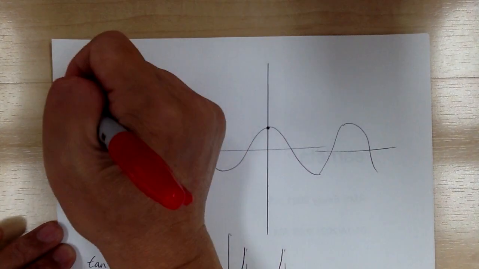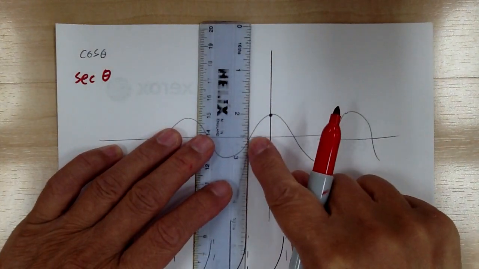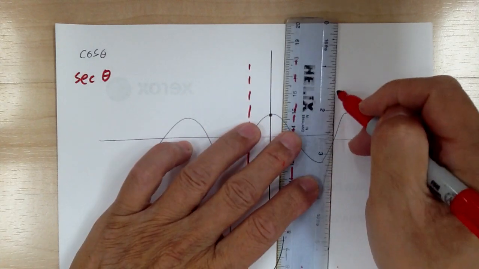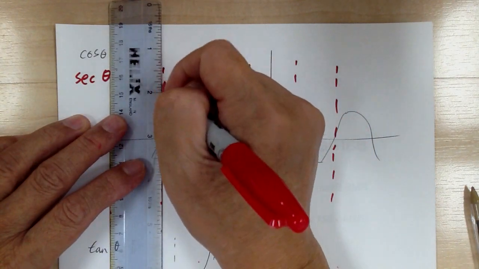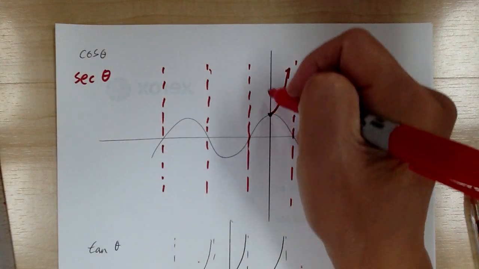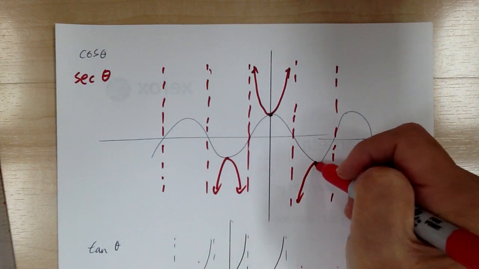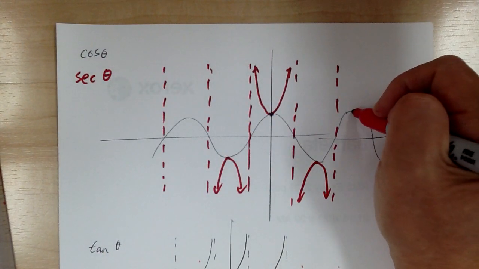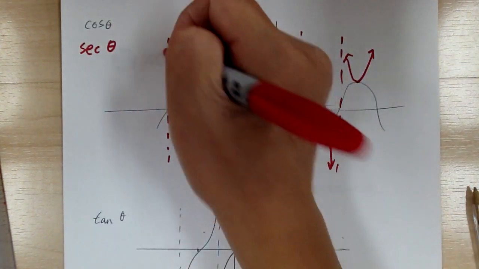For the secant theta graph, again, you just flip everything over. So 1 over 0 would be the asymptote. So here would be your asymptotes. The dashed line is the asymptote, which you're not allowed to touch. The graph will never touch the asymptote. So whenever you're going to do the secant graph, just grab the cosine first and then flip it over. That would be the easiest way to do it.